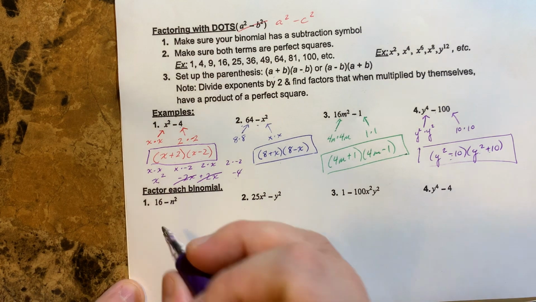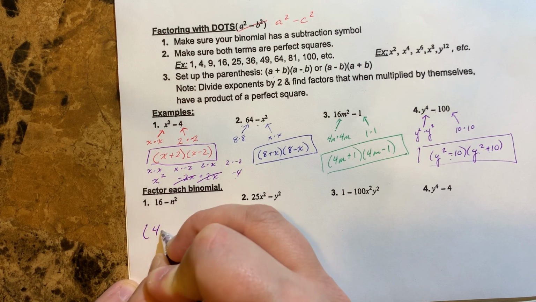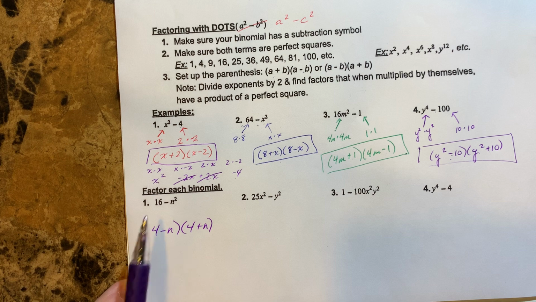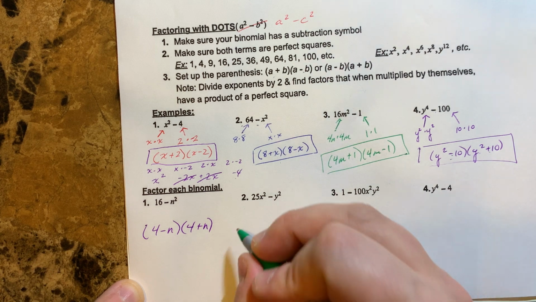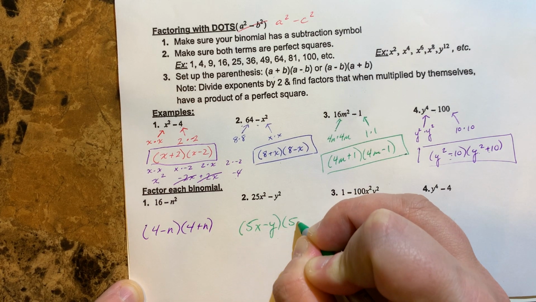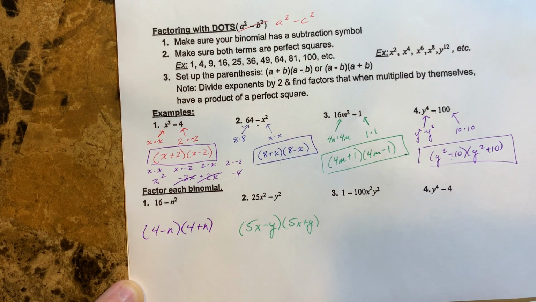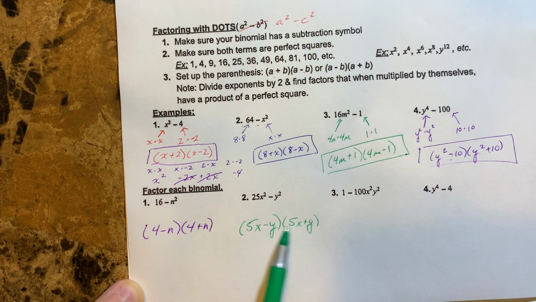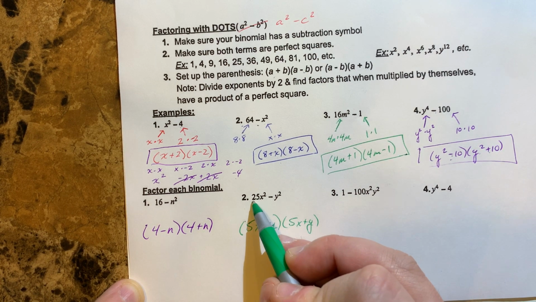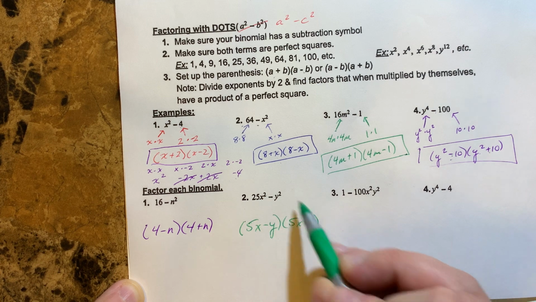All right, so for this one, we should have had 4 minus n times 4 plus n. And that's because 4 times 4 is 16, and n times n is n squared. For our next one, we should have had 5x minus y and 5x plus y being multiplied together. Either order is fine, so these parentheses could be switched around. And that's because 5x times 5x is 25x squared. Y times y is y squared.